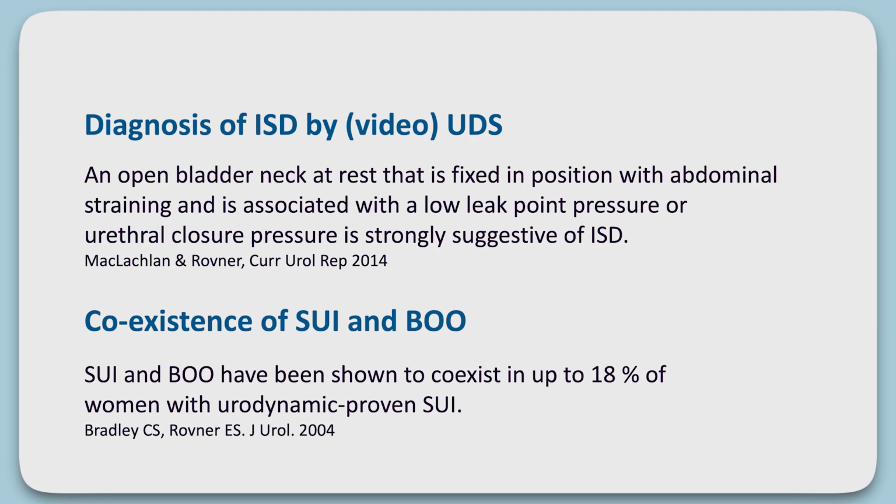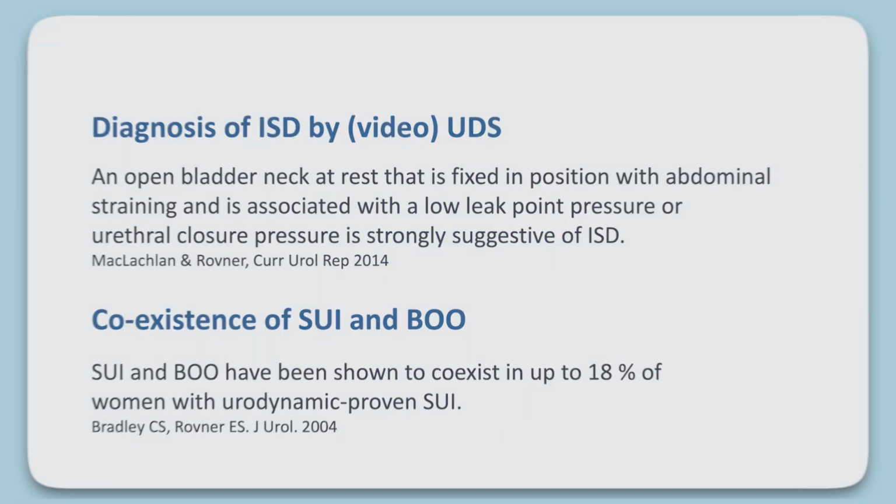We mentioned in the beginning of our discussion the intrinsic sphincteric deficiency, and I think this is important to diagnose because it's certainly going to change our behavior. And we also know that ISD is one of the main reasons of recurrence or failure of surgical treatment in female stress urinary incontinence. And with video urodynamic studies, of course, it's also possible in an accurate way to diagnose bladder outflow obstruction as well if it coexists with recurrent urinary incontinence.